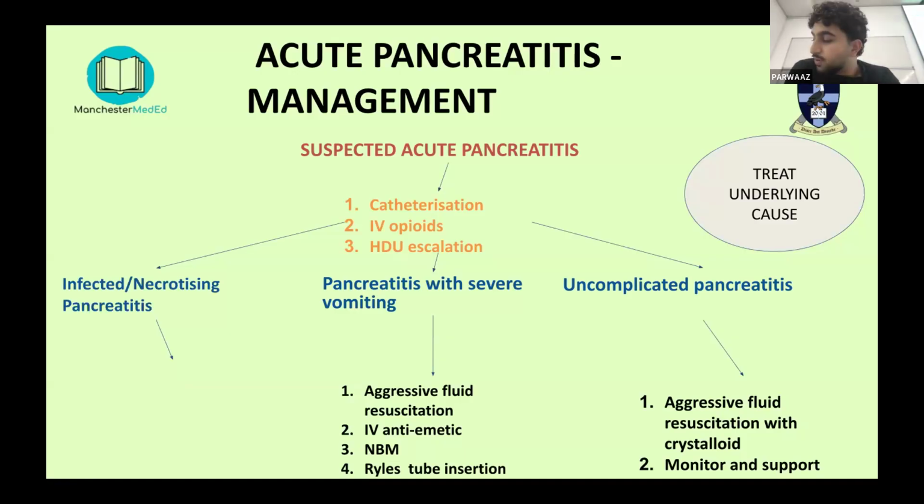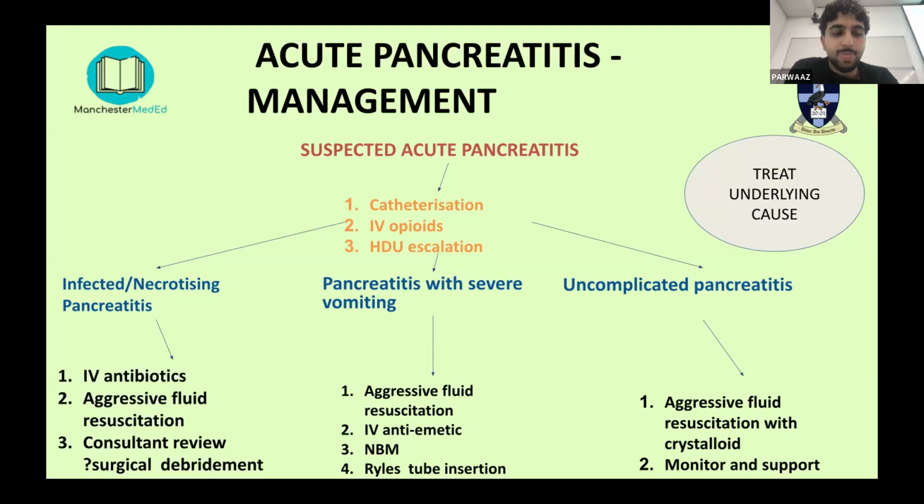And then with very severe necrotizing or infected pancreatitis, these patients will always need antibiotics. Okay. So the ones before were pancreatitis without an infective cause and were inflammatory conditions. So never ever say IV antibiotics for simple pancreatitis. It will always be treated with fluid. But for any infected or necrotizing pancreatitis, they all need very strong IV antibiotics. Okay. Fluid resuscitation, like we said, and always need a consultant review.